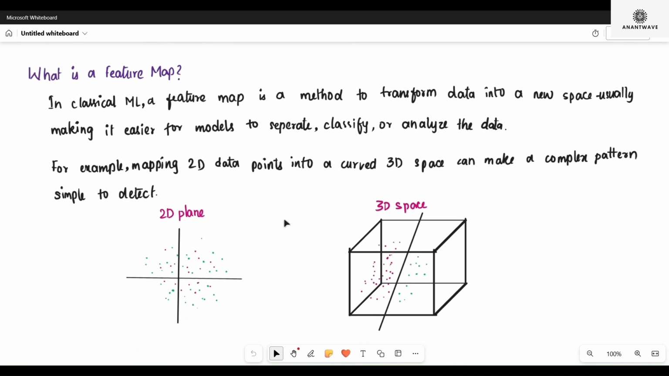In classical ML, a feature map is a method to transform data into a new space, usually making it easier for models to separate, classify, or analyze the data. For example, mapping 2D data points into a curved 3D space can make a complex pattern simple to detect. If you observe in this 2D plane, we have two types of data. Let's say pink color data is one data type and green color data is the other data type. Here we can't use a linear line to separate both. But while plotting them in the 3D plane, we can say that they are linearly separable using one line.